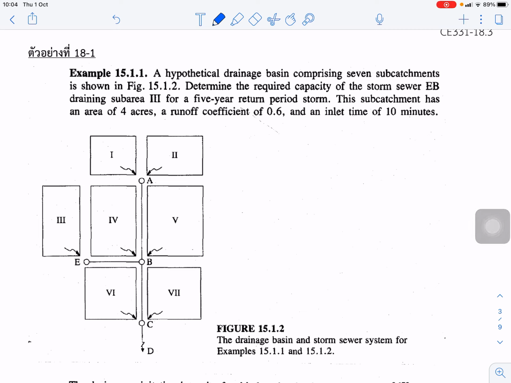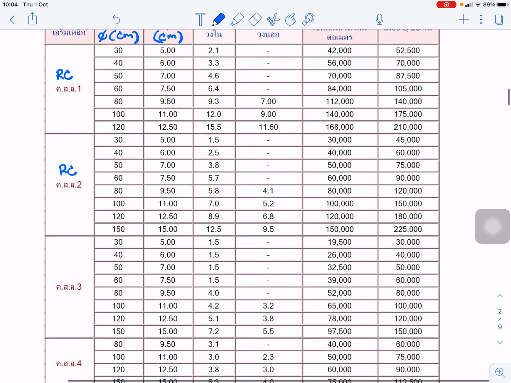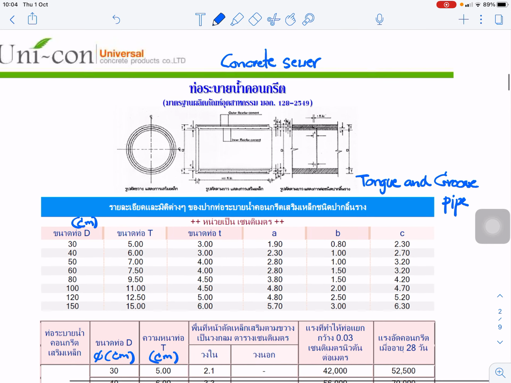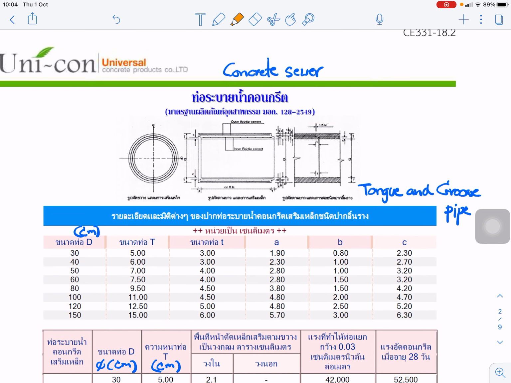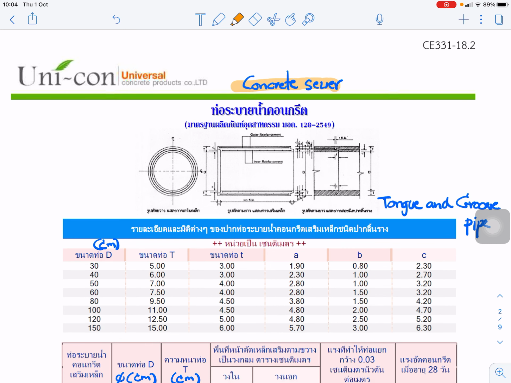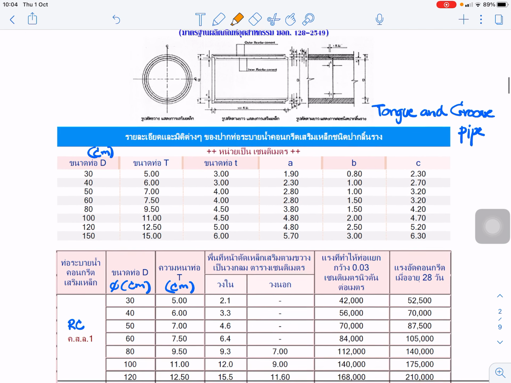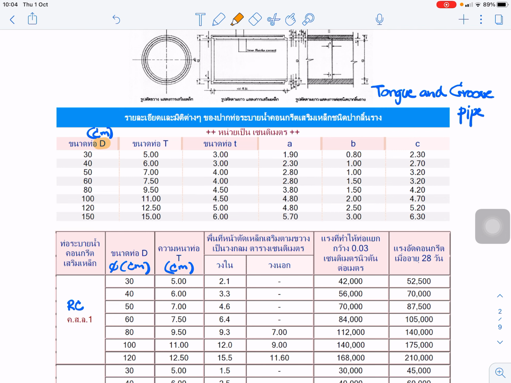The first example is to design the storm sewer. Before we go through this example, we move back to this catalog. This catalog is the concrete sewer available in Thailand, from Universal Concrete Products, or the brand name is Unicorn. So this is the catalog for the diameter of the concrete pipe.